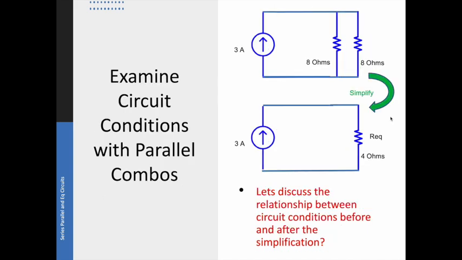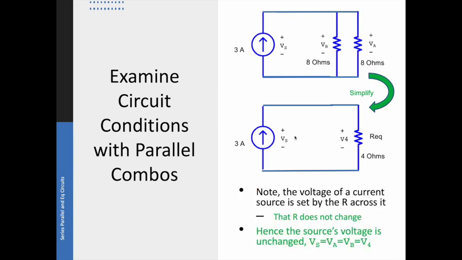Okay, let's take a look at the parallel case. Here we have two 8s. We're going to simplify those to an R equivalent of 4 ohms. Let's talk about the conditions before and after that simplification. Here the circuit's driven by a 3 amp current source. Now, the voltage across that current source, Vs, is determined by the total resistance that the current source has to drive. These two circuits are equivalent.